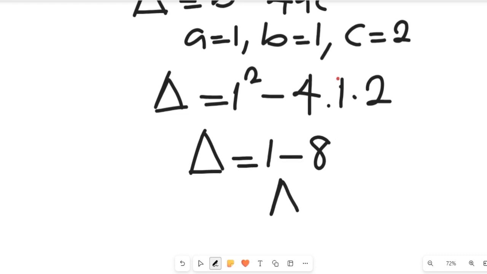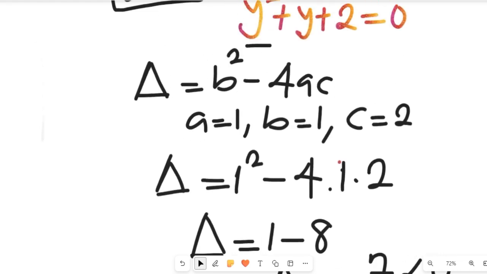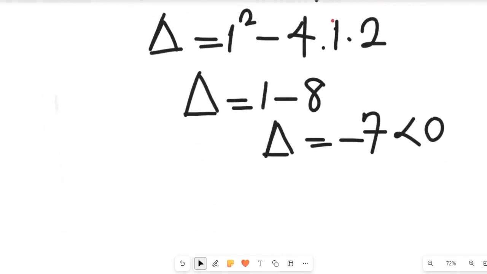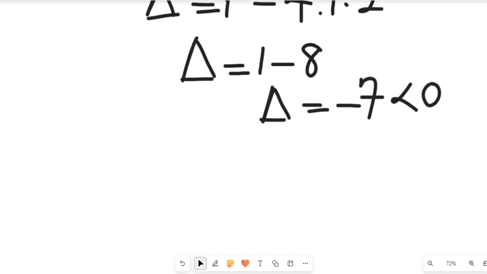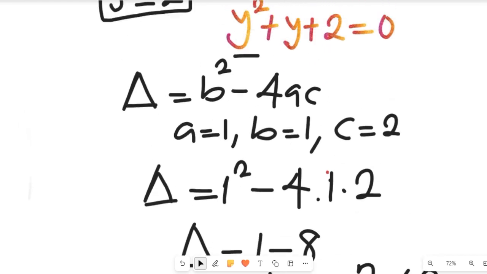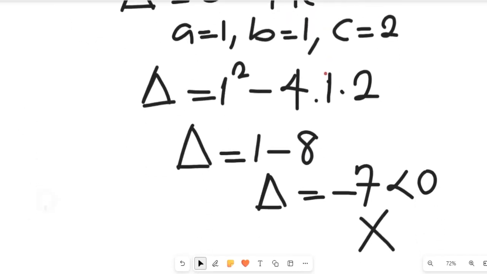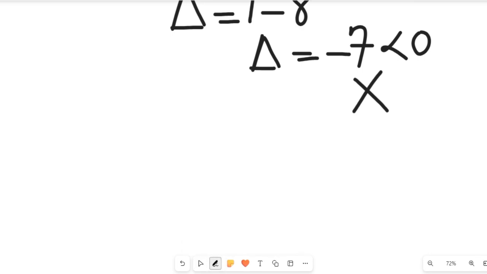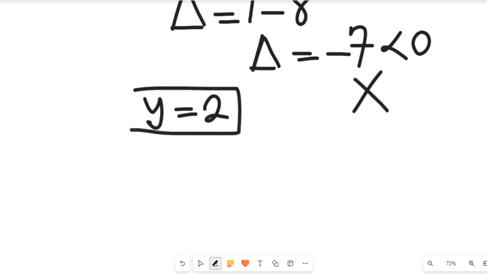And so our discriminant is equal to negative 7. And negative 7 is less than 0, right? So that tells us that the solution of that quadratic equation, once solved, is going to give us imaginary solutions, and it's not going to be a real solution. As a result of that, we are going to neglect this solution. So the only real solution we'll have for that expression is y equal to 2.